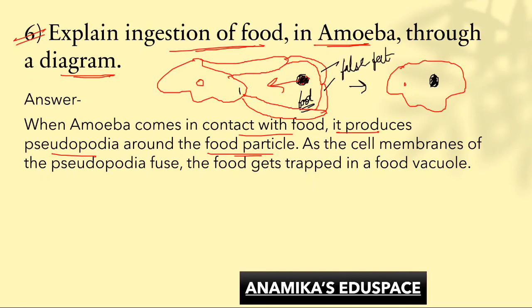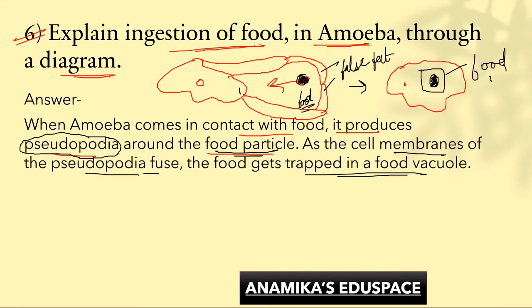Now false feet of amoeba are known as pseudopodia. Pseudo means false, podia means feet. Okay, now it produces the pseudopodia around the food particles. As the cell membranes of the pseudopodia fuse, the food gets trapped into the food vacuole. So where does the food get trapped? The food gets trapped in the food vacuole.